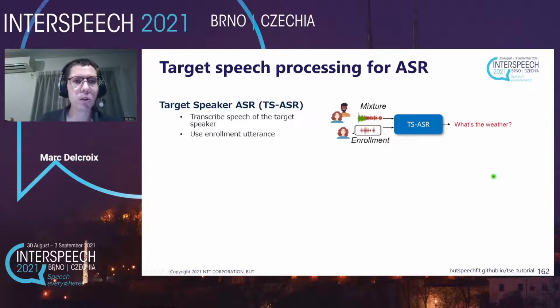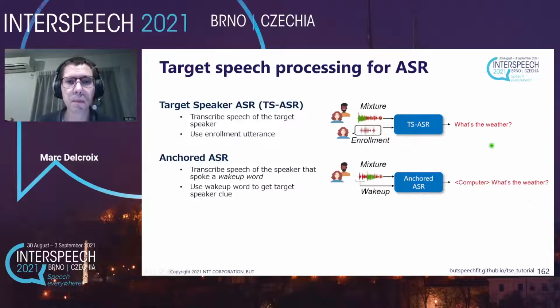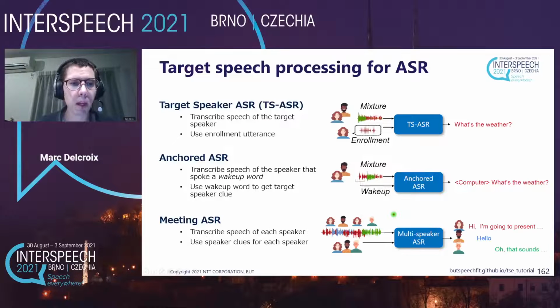So I would like now to introduce to you how target speaker clues can be used also for several problems of ASR. One of these problems is the target speaker ASR, where we have an ASR system that inputs a mixture and an enrollment, and outputs the transcription of the target speaker speech only. A related problem is what is called anchored ASR, where instead of the enrollment, a wake-up word is used to inform the system which is the target speaker. And finally, we'll see also that meeting ASR, which aims at transcribing the speech of each of the participants in a meeting, can also benefit from speaker clues in this context.